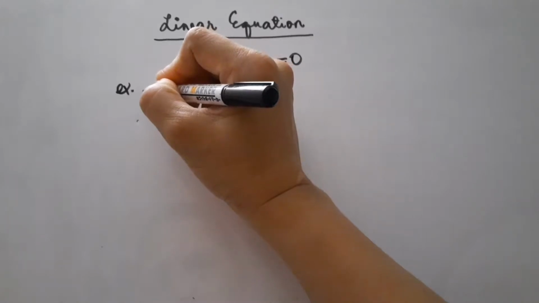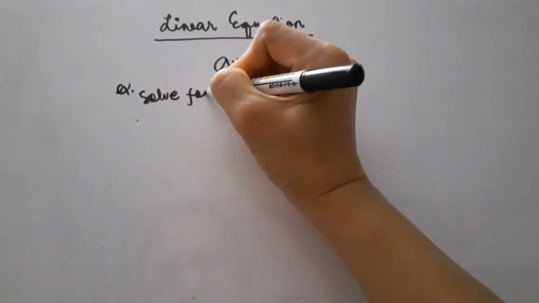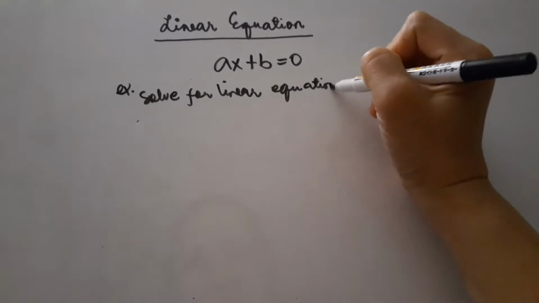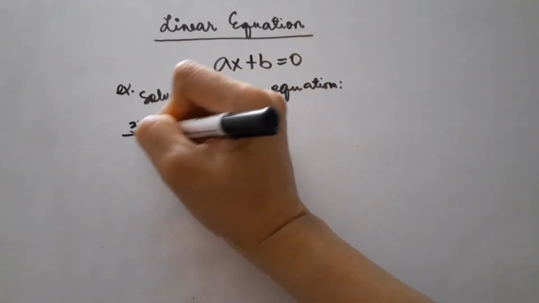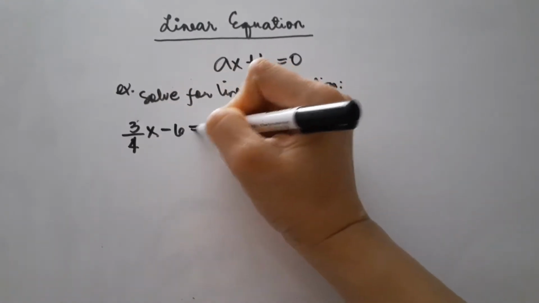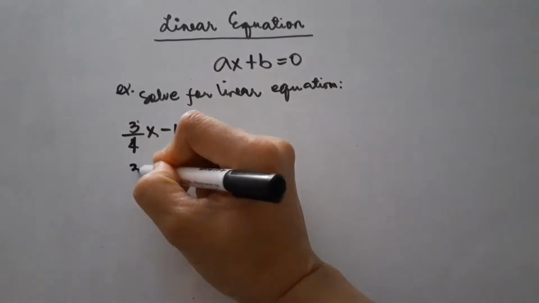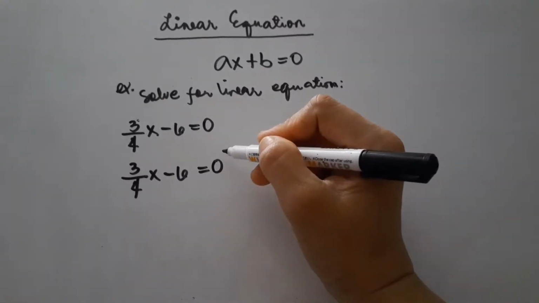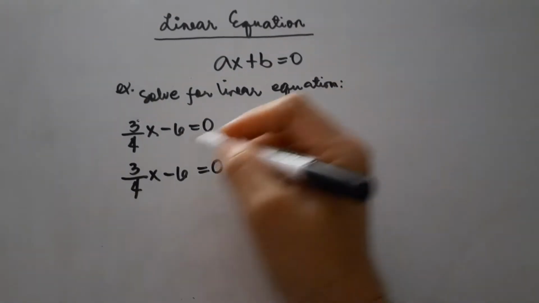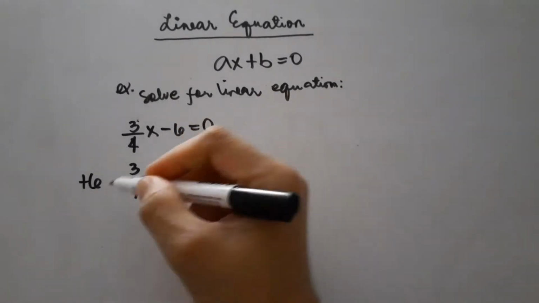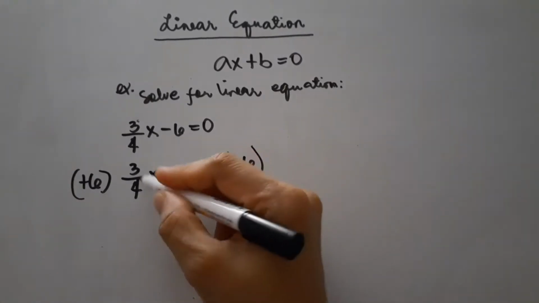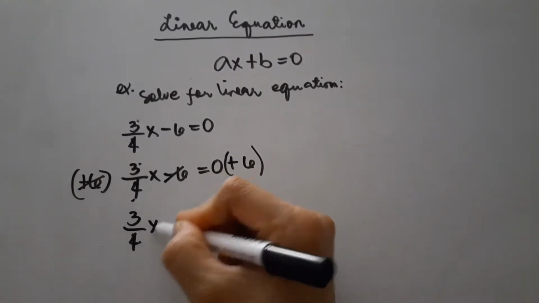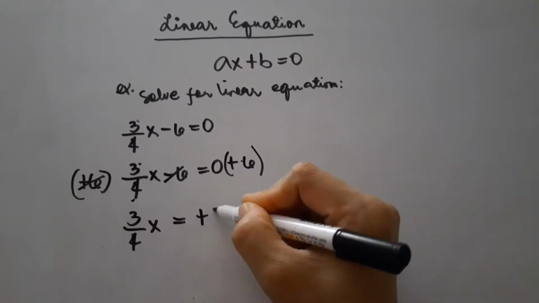Example: solve for linear equations. Three over 4x minus 6 is equal to 0. Then we copy 3/4 x minus 6. Then we add both sides by positive 6. This one we add both sides here, positive 6. And then we cancel out negative and positive 6. The remaining is 3 over 4x is equal to positive 6.